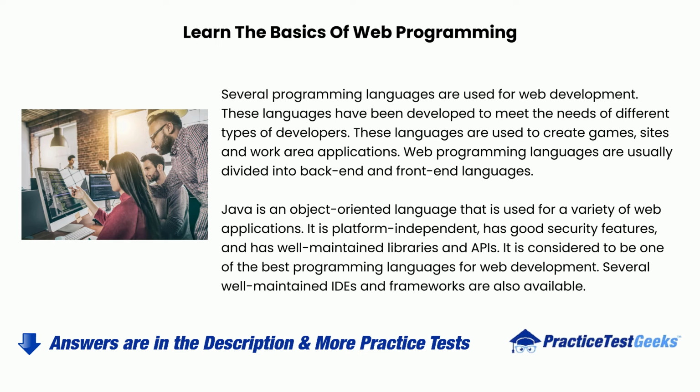Java is an object-oriented language that is used for a variety of web applications. It is platform-independent, has good security features, and has well-maintained libraries and APIs. It is considered to be one of the best programming languages for web development. Several well-maintained IDEs and frameworks are also available.